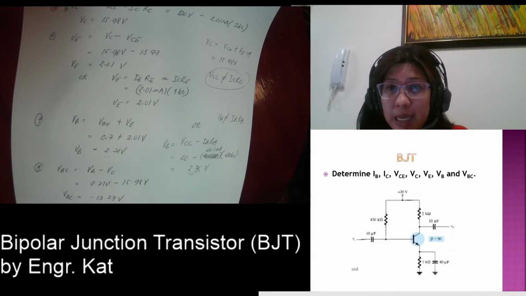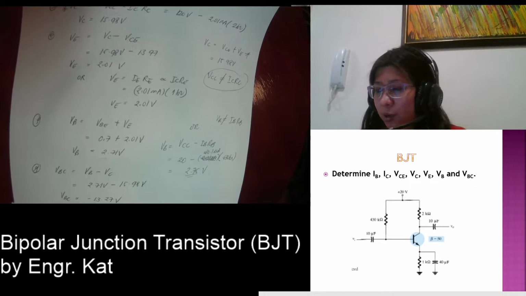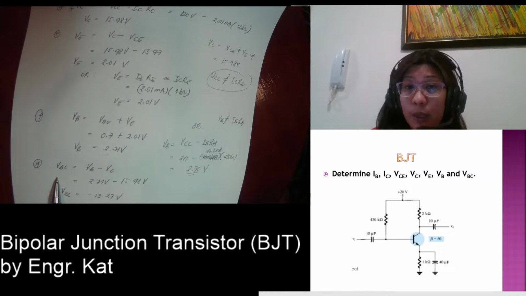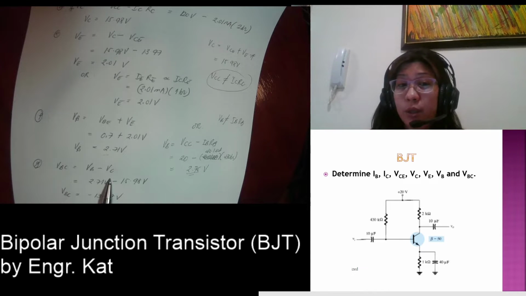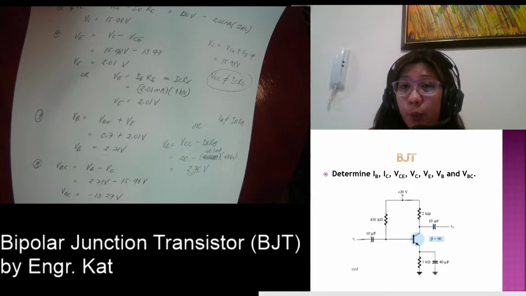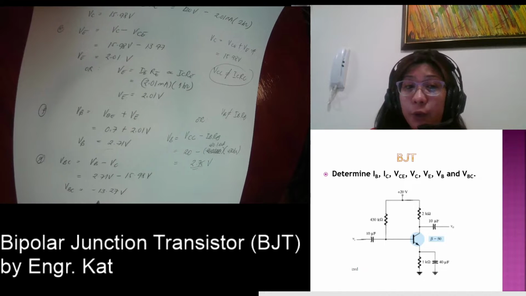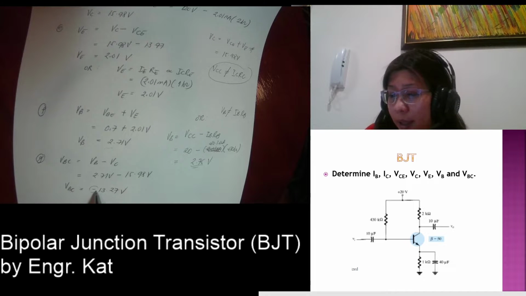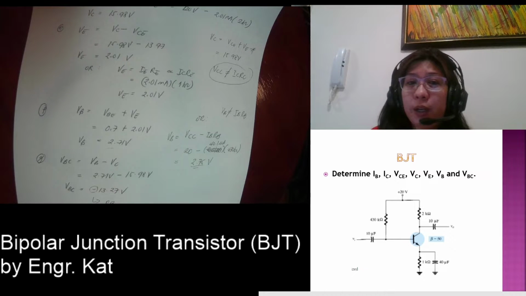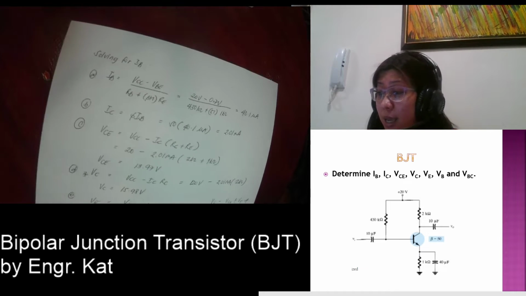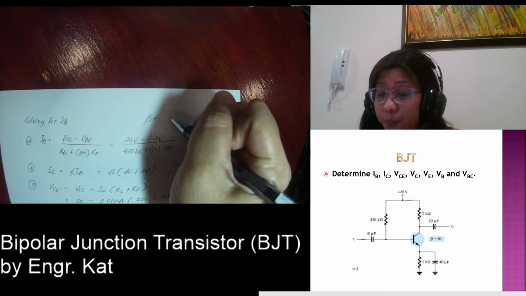Remember that. Okay? So lastly, like what we did in your fixed bias configuration, we computed for VBC. What is VBC? VBC is VB minus VC. Using your answers from the previous one, you have 2.71 minus 15.98. That will give you negative 13.27. Again, we have a negative answer. What's the meaning of the negative answer? Because we have here a reverse bias. So that's it. This is using beta equal to 50.